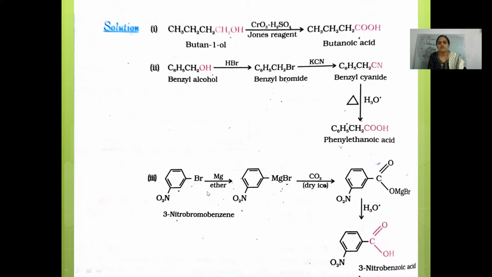The third part of the question, 3-nitrobromobenzene, you have to convert it to 3-nitrobenzoic acid. So 3-nitrobromobenzene on treatment with magnesium in presence of ether gives the Grignard's reagent first, and this Grignard's reagent is treated with carbon dioxide in the form of dry ice, and this results in giving you this adduct which undergoes hydrolysis and forms 3-nitrobenzoic acid.